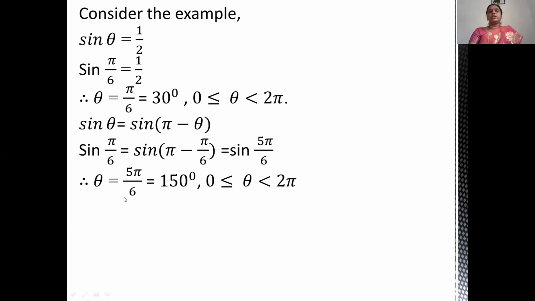Here we get the second solution, theta is equal to pi by 6. Here we got two solutions, two values of theta. The first value is theta is equal to pi by 6, and using the allied angle table we got the second value of theta is equal to 5 pi by 6.